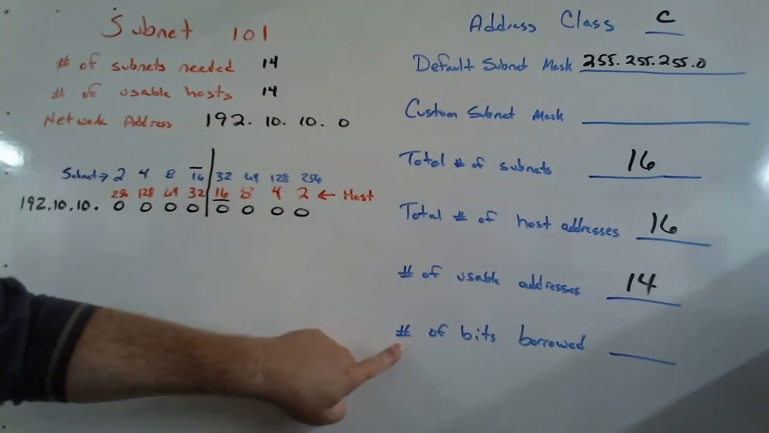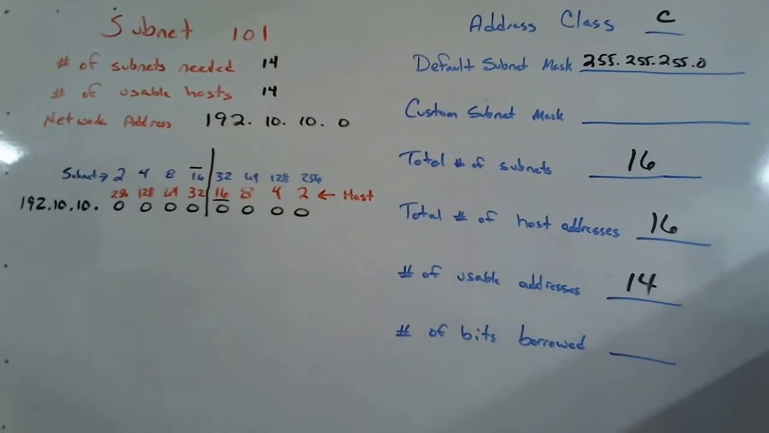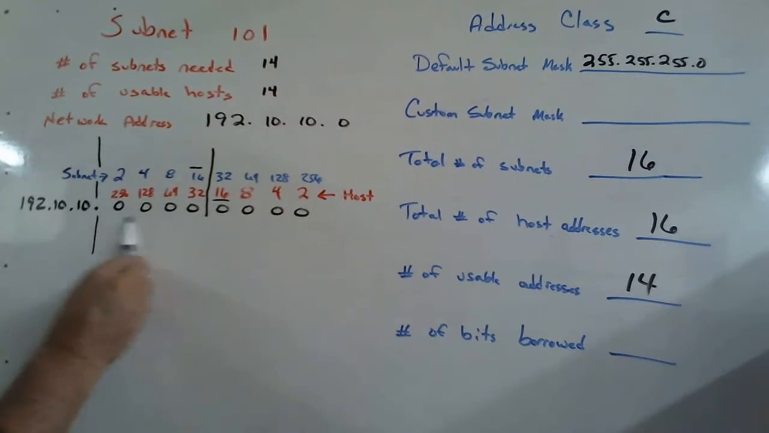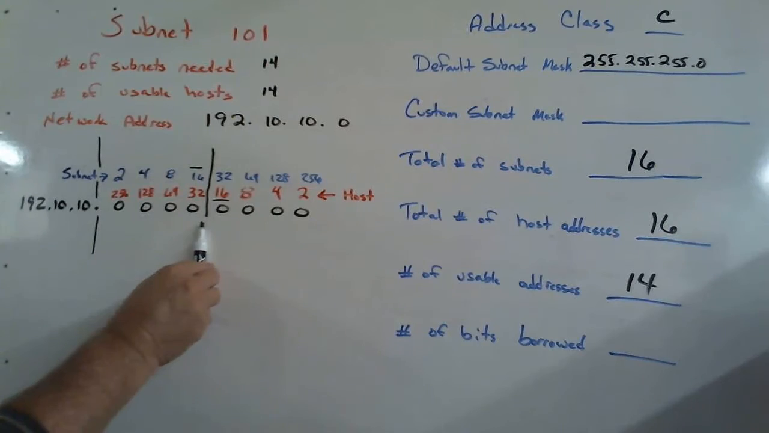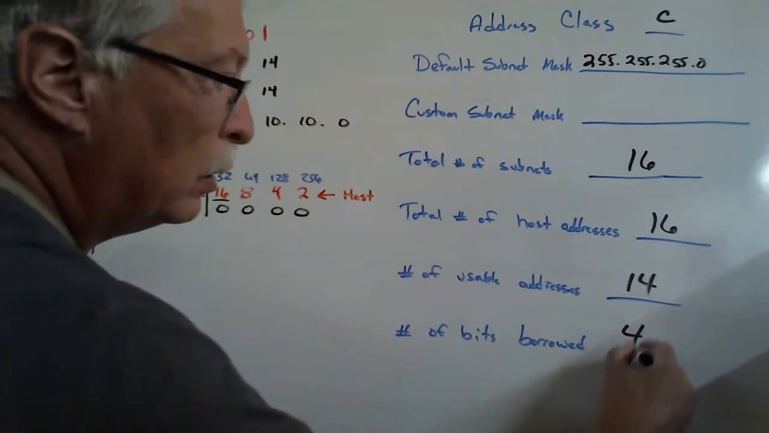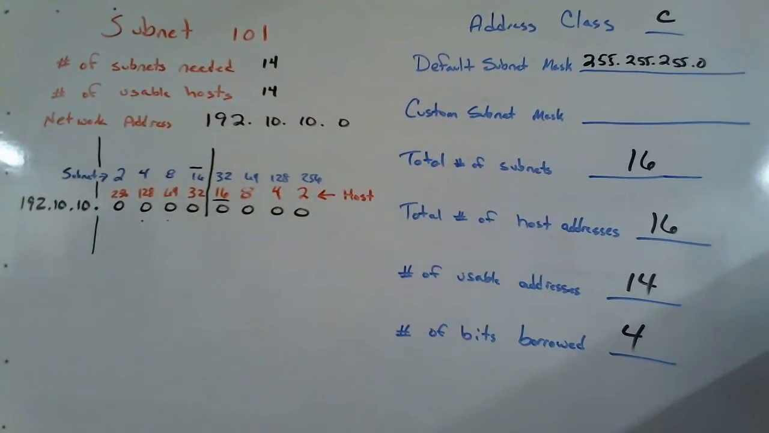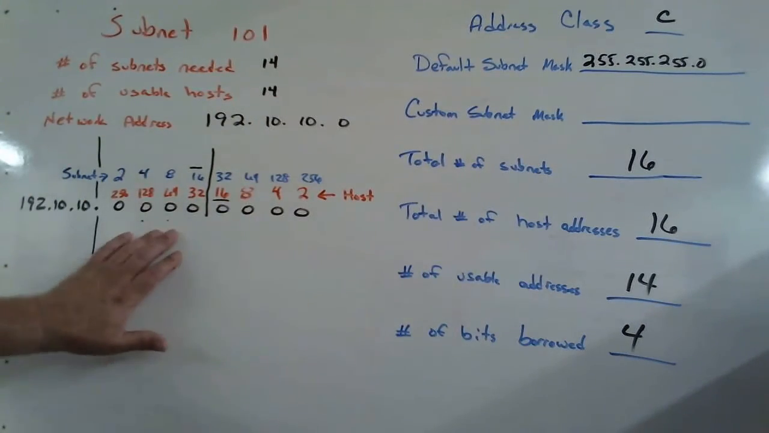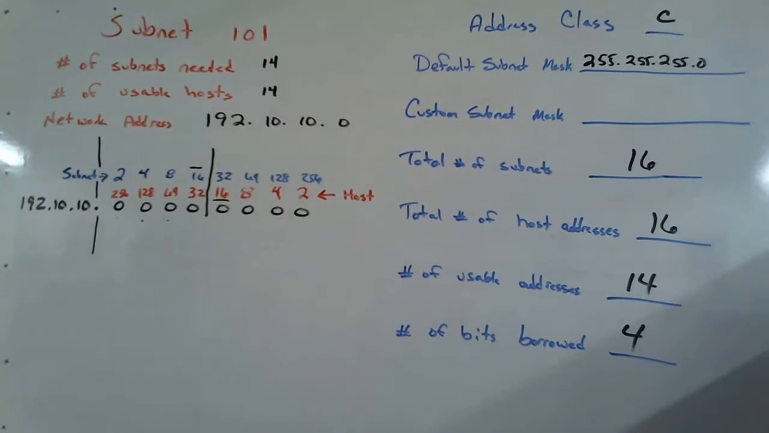Number of bits borrowed. Basically, what that's saying is before we subnet it, these first three numbers were the network portion, which means my line was here at that point. When I subnetted, it moved to here. So how many bits are there between the first original network and now my new custom subnet? 1, 2, 3, 4. So we have borrowed 4 bits. One last thing to do with this problem, and that is to determine what the custom subnet mask is. It's not the 255 anymore, because we borrowed some of these zeros and turned them into ones. So we have to figure out what this custom subnet mask is.